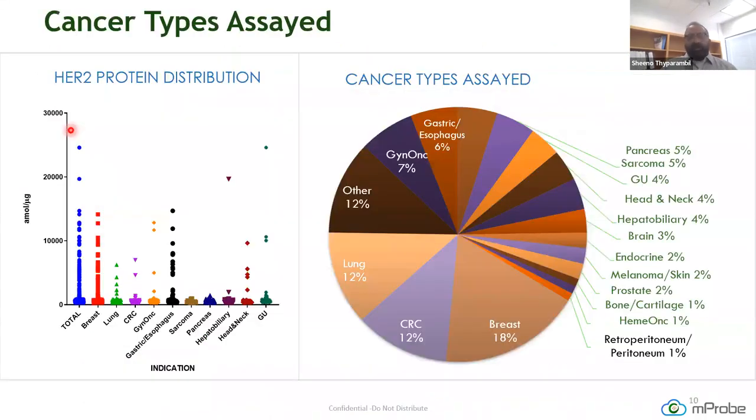Over the years, we have run multiple types of cancer. Unfortunately, our prostate cancer database is very small because for some strange reason, we never focused on prostate. But we do have some prostate cancer samples in there. So this is just a graph showing you the HER2 protein distribution.